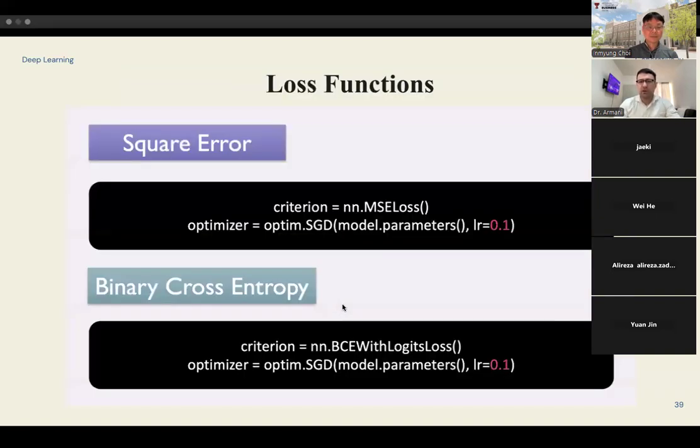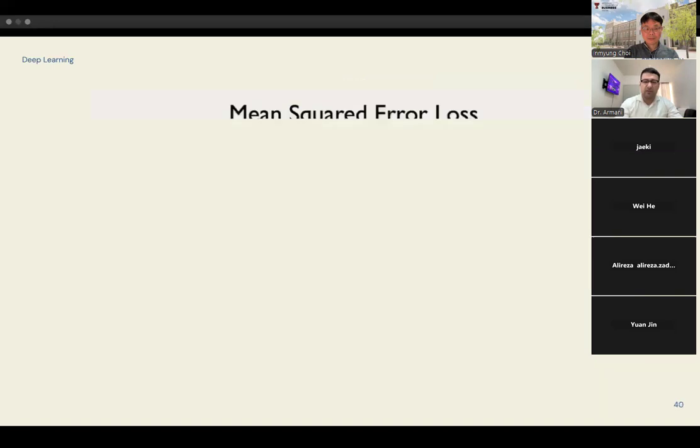So there are two main loss functions. One is mean squared error, which is what we use in regression, just regular linear regression. And the other one is binary cross entropy, which is very similar to what we have in logistic regression. When we have continuous output, we use MSE. When we have binary output or classification, we use binary cross entropy. If we have multi-class classification, we use just cross entropy loss.